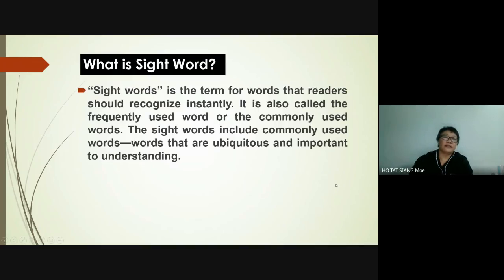What is sight word then? Sight word is a term for words that readers should recognize instantly. It is also called the frequently used word or the commonly used word. The sight words include commonly used words that are ubiquitous and important to understanding. That means they see, they look, and they know what the word is. Example, when I look at the word 'the', T-H-E, I know that is the word 'the'. I do not have to spell it out.